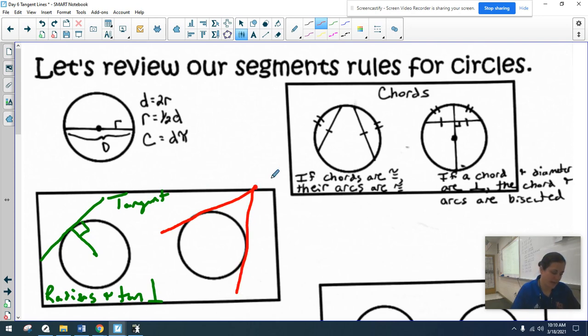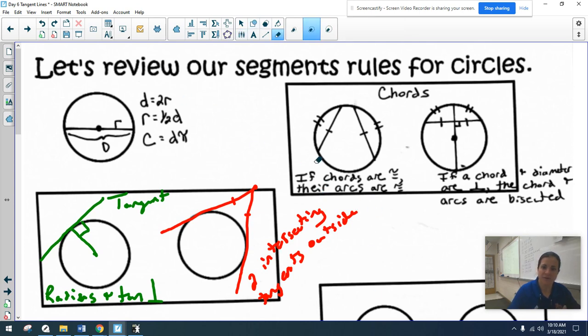And then for your other one, that is when you have two tangents like this that intersect outside. All that means is these two are equal here. So, two intersecting tangents that are outside of the circle. If you have that, then from the vertex to the points of tangency, the segments are equal.